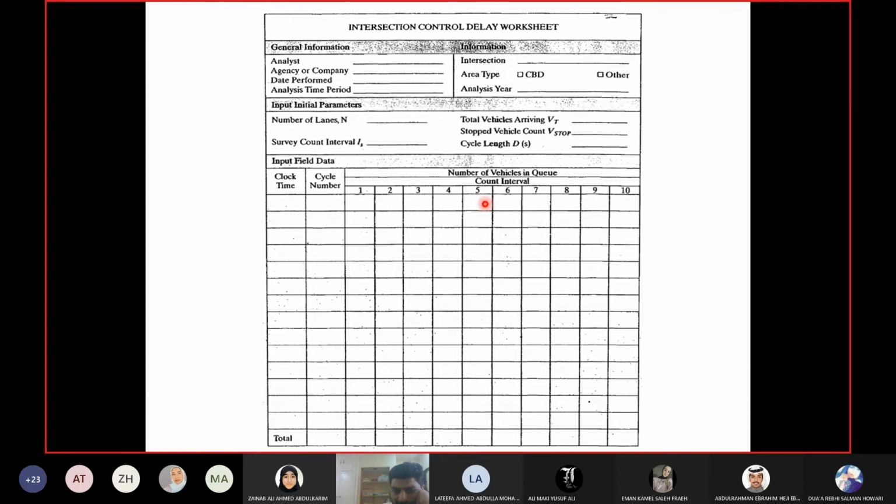When you complete the 5 values, the signal becomes red again, and you start the new cycle. So you will be in the new row. In the new row, you will write cycle number 2. You write the clock time, and you will have 5 more values, and so on. These are the counts for vehicles in queue.